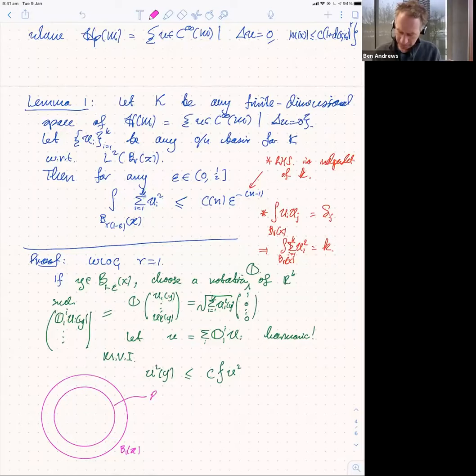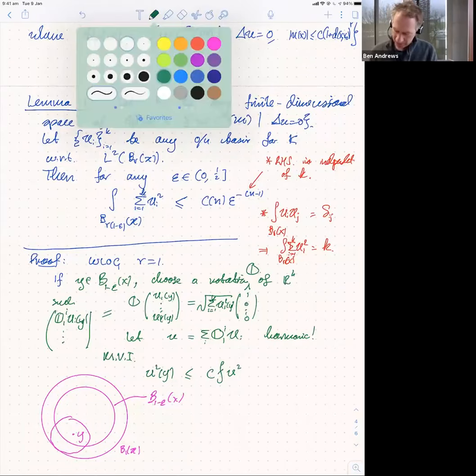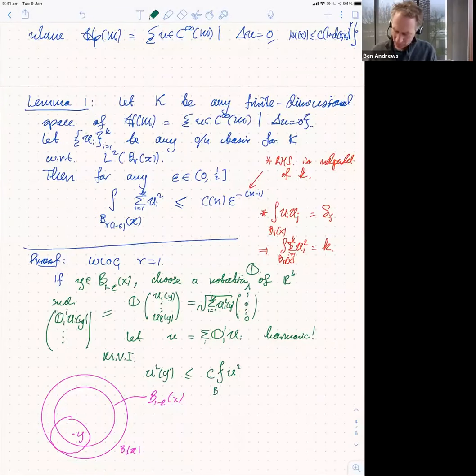This is B(1 minus epsilon) about x, and y is just some point inside here. So I want to choose a ball that fits inside the ball of radius 1. Now remember, this is actually on a manifold, so this is kind of schematic here. So I'm going to choose this to be the ball of radius 1 minus rho of y about y. So that's this one here. It's centered at y, but it's the biggest one I can guarantee is contained in the ball of radius 1 about x.